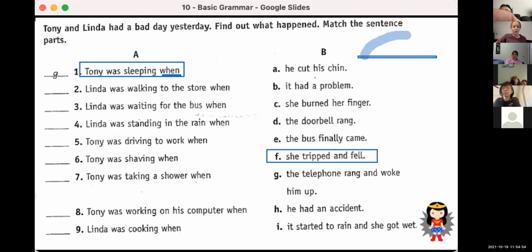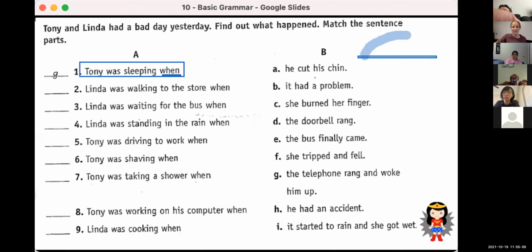Okay. Number 4. Linda was standing in the rain when? The bus finally came. Good. The bus finally came.